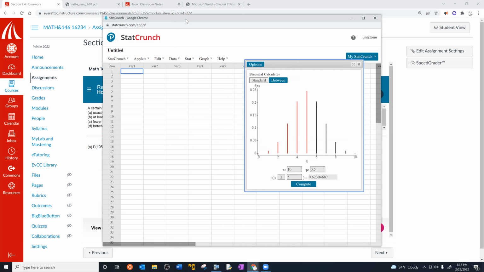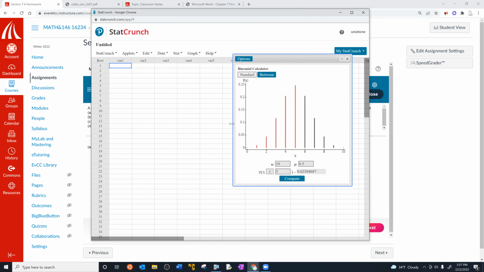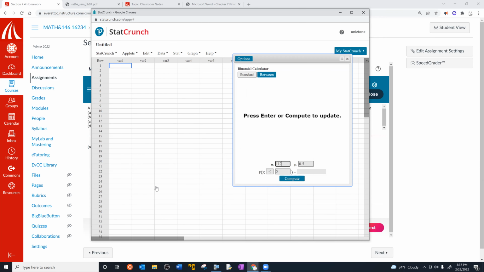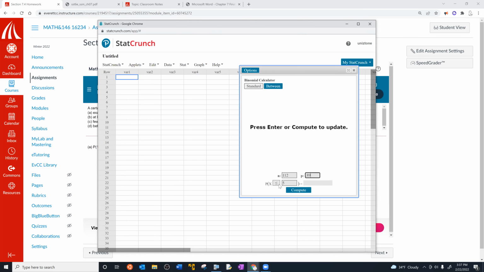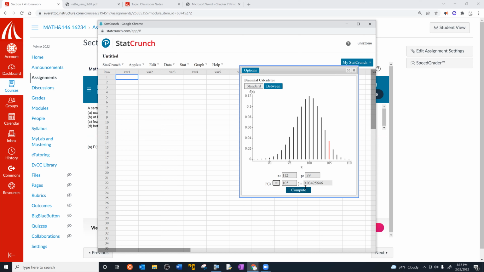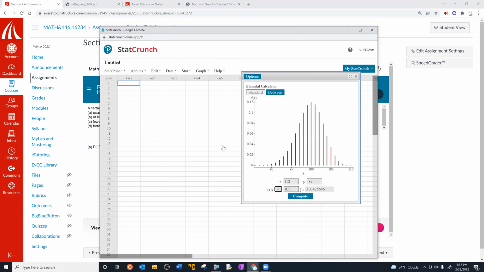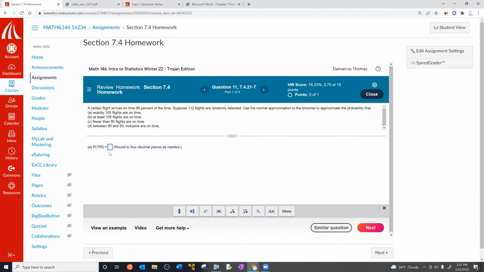All right. And our N is 112. Our probability of success is 0.89. And they want us to find the probability that exactly 105 of those flights are on time. That's 0.034. How many places do they want? 4 places. So 0.0343.